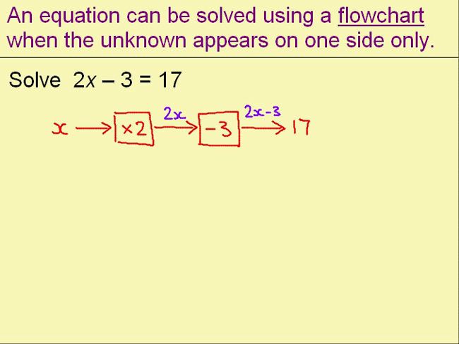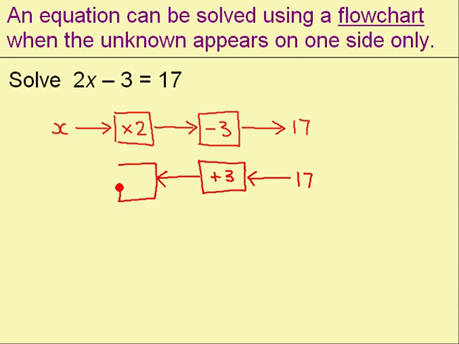So to solve my equation, in other words, to find the value of x that works for this, I reverse the direction and reverse the operations. So I'm going to start with the 17. I want to reverse -3, so that's +3, because this is the inverse of this. Reverse times by 2, that's divide by 2, because that's the inverse of this. And that will give me my answer.